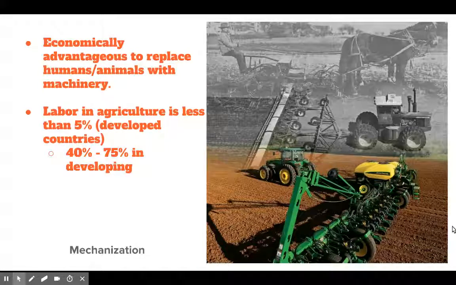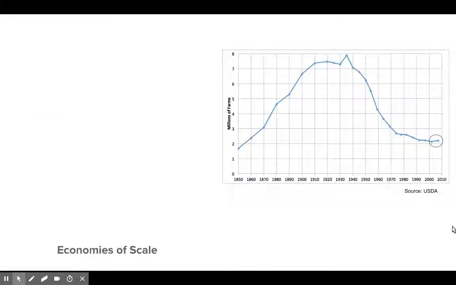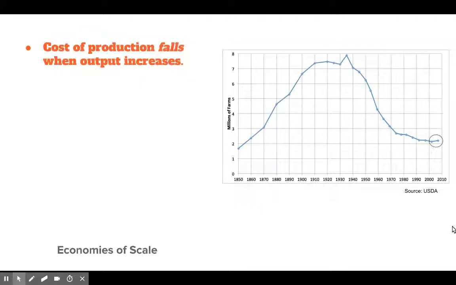Whereas if you look at developing countries, a lot of human labor is going into the cultivation of crops. So mechanization is huge in regards to output and amount of food. Now looking at the economies of scale, it's just a matter of size.